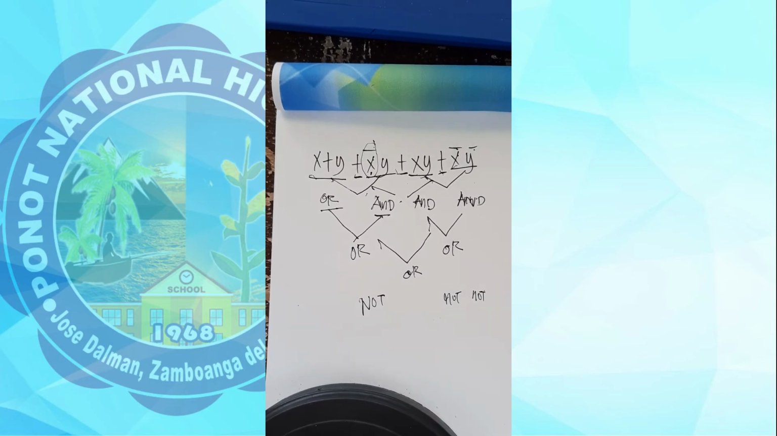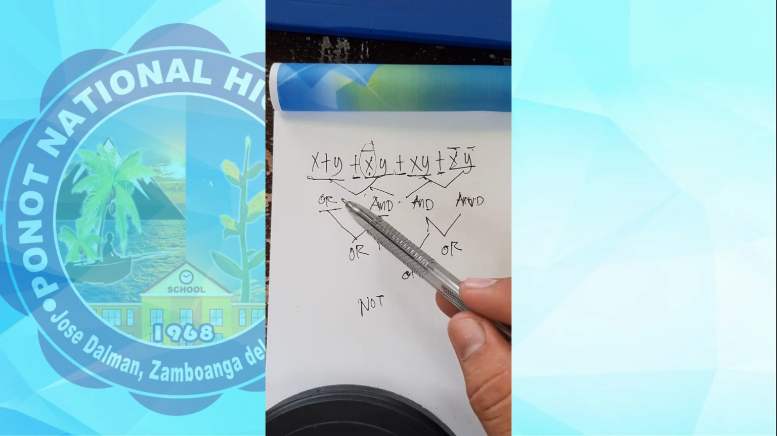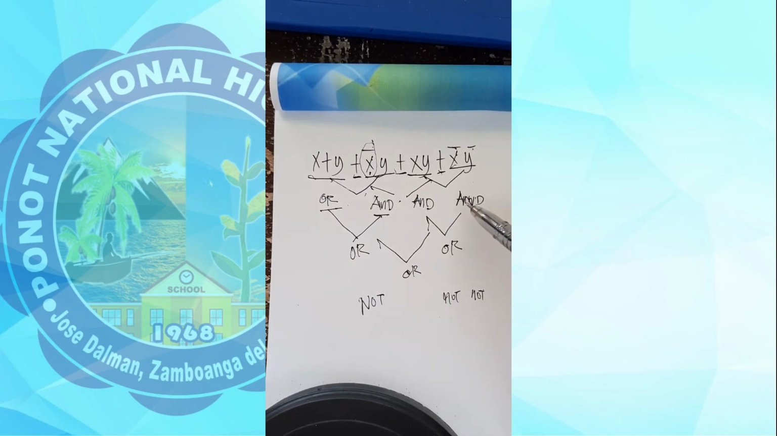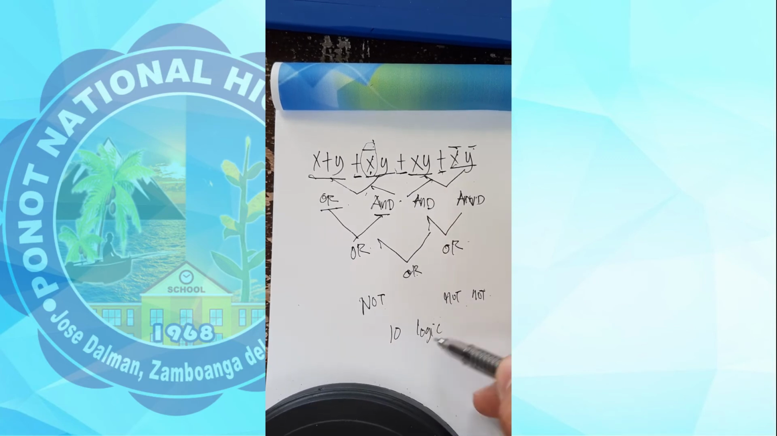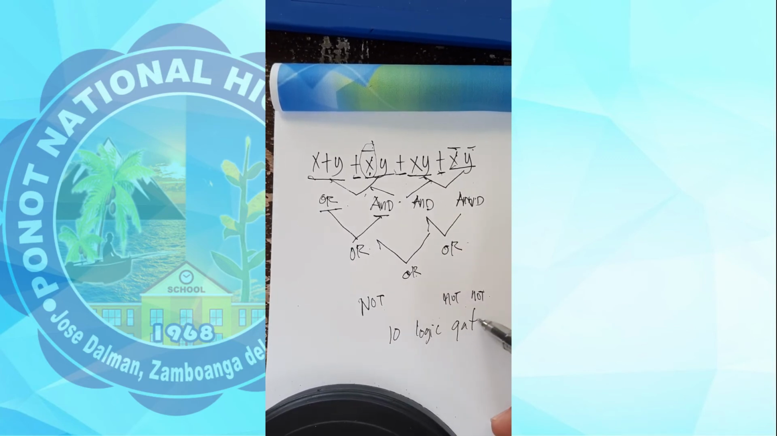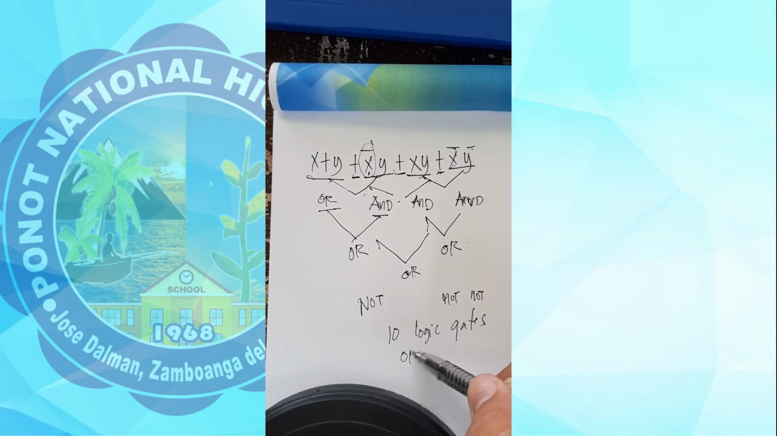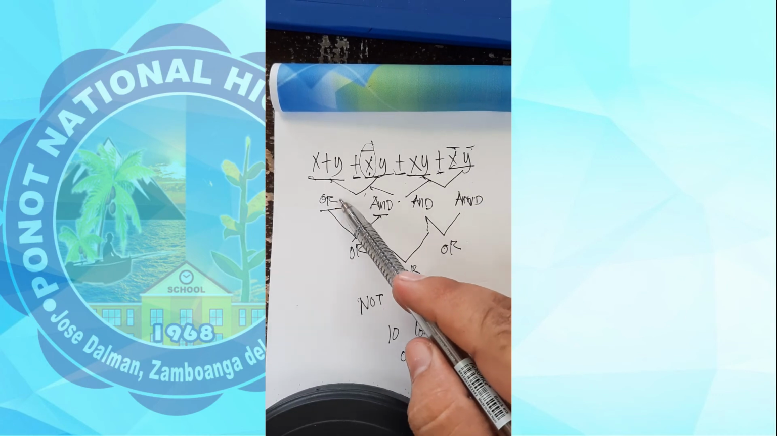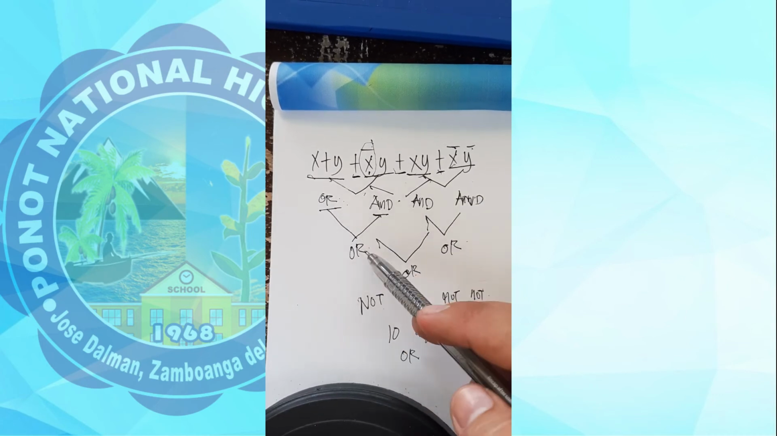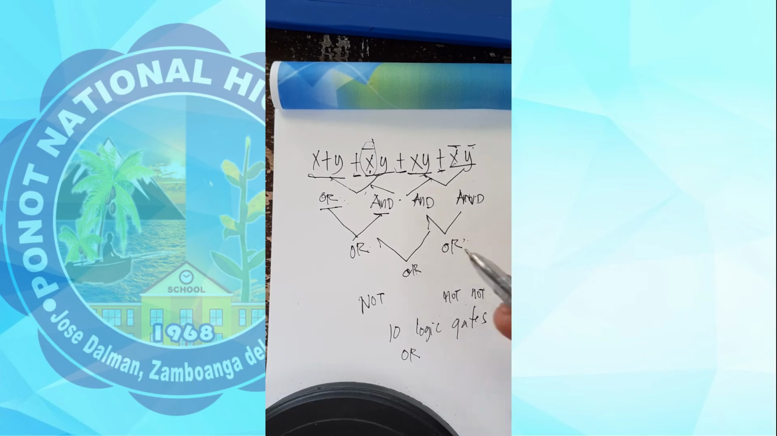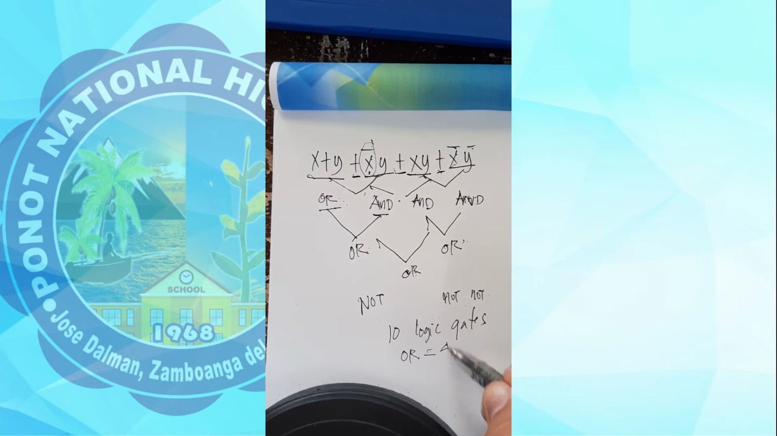Now, kung bibilangin natin, ilang electronic components or ilang logic gates ang kakailanganin natin? 1, 2, 3, 4, 5, 6, 7, 8, 9, 10. So, we need 10 logic gates. So, what are those gates? So, we have the OR gate. Ilan ang OR gate na kakailanganin? Isa, 1, 2, 3, 4. So, we have 4 OR gates.